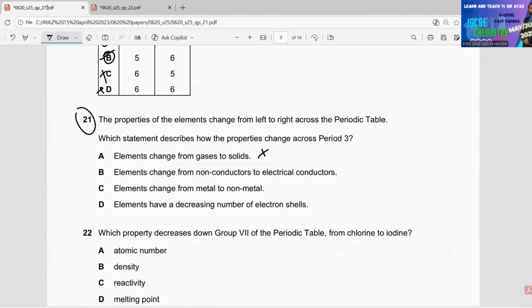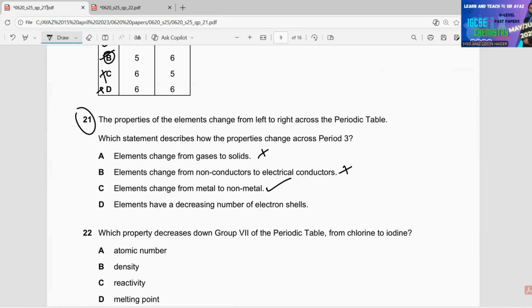This is incorrect. B, elements change from non-conductor to electrical conductor. This is also incorrect because metals are good conductors. So the change will be electrical conductors to non-conductors. C, elements change from metal to non-metal. This looks correct to me. For convenience, I'm checking the last statement.